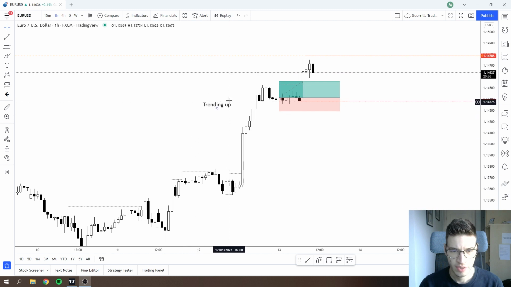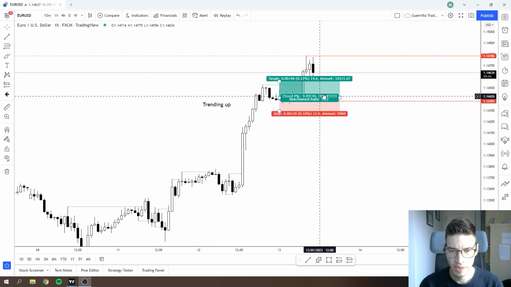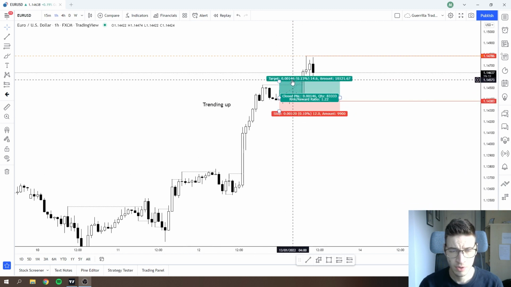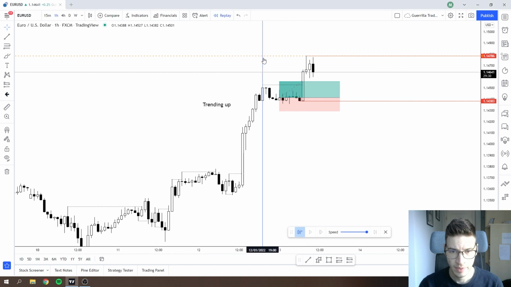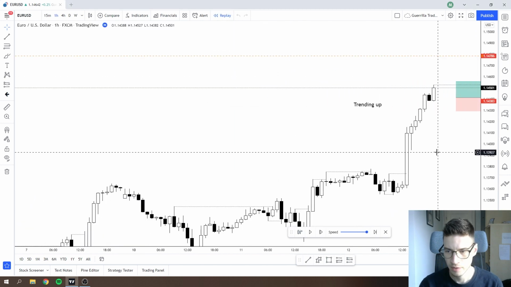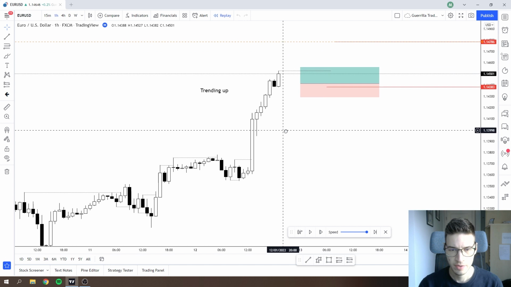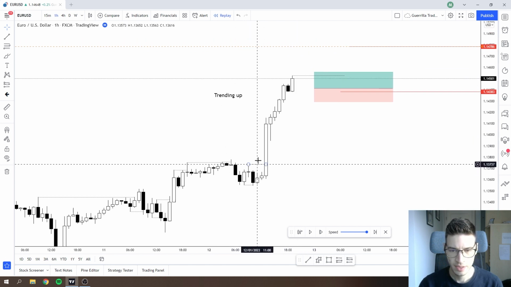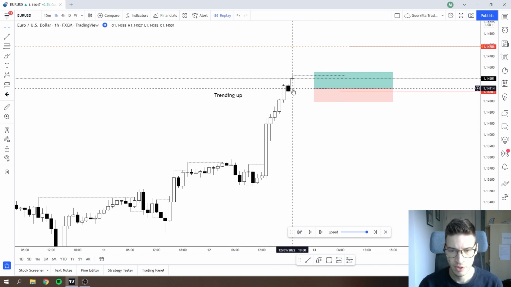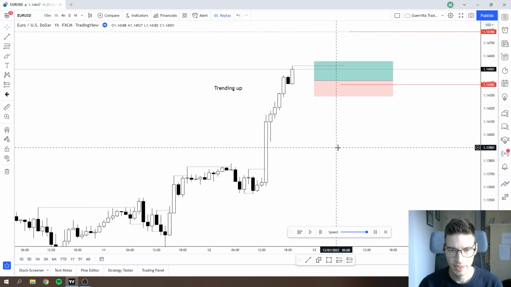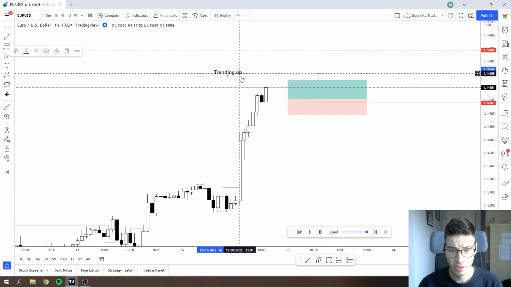Currently the euro is trending to the upside, so I am actually in a long trade right now. Let me take it back so I can talk about this trade. At this point I was seeing a nice big impulse, really large momentum. It was really clean and I was looking then for a long trade.